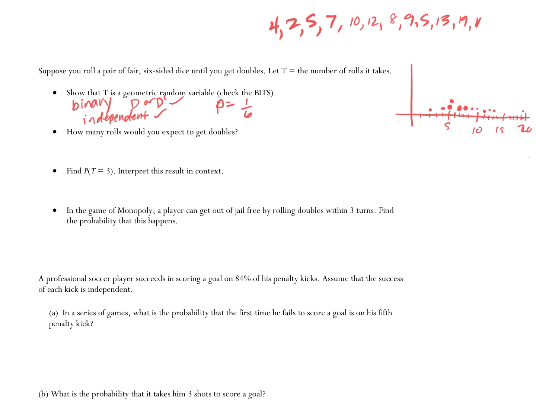Guess what? Now, how many would you expect to get? Well, that would be using the mean, which was 1 over p, which is 1 over 1/6, which is 6. And our graph kind of supports a mean of 6 on this, doesn't it?